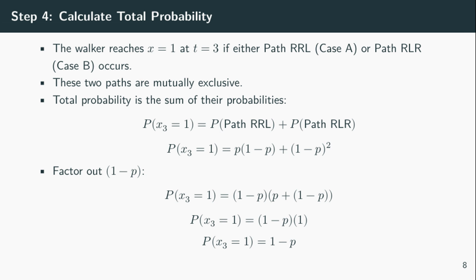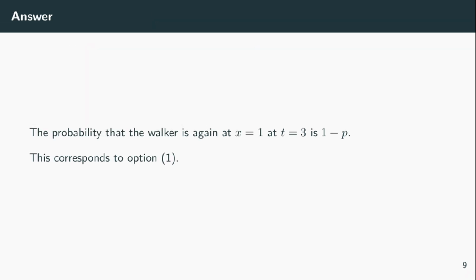Now let's simplify this expression. We can factor out the term 1 minus p from both parts. That gives us 1 minus p times, in parentheses, p plus 1 minus p. Inside the parentheses, the p and minus p cancel out, leaving just 1. So we have 1 minus p times 1, which simplifies nicely to just 1 minus p. So there you have it. The probability that our random walker is back at position x equals 1 at time t equals 3 is 1 minus p. This corresponds to option 1.